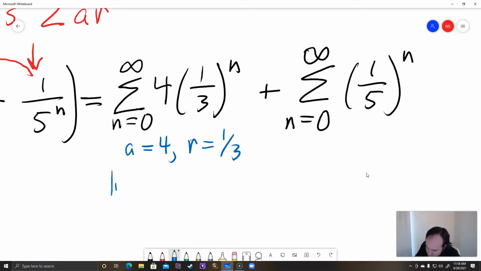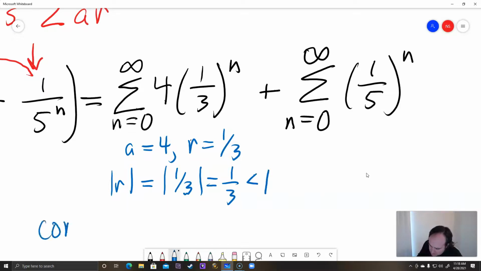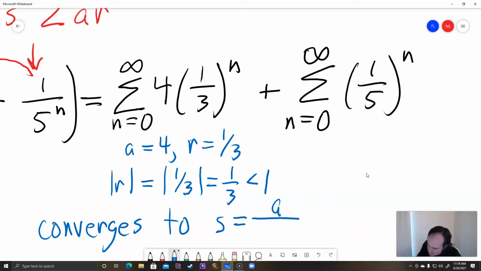Since the absolute value of R equals the absolute value of 1/3, which equals just positive 1/3, because remember, absolute value is always positive, and this is less than 1, that means the series converges. And it converges to the sum S equals A over 1 minus R.